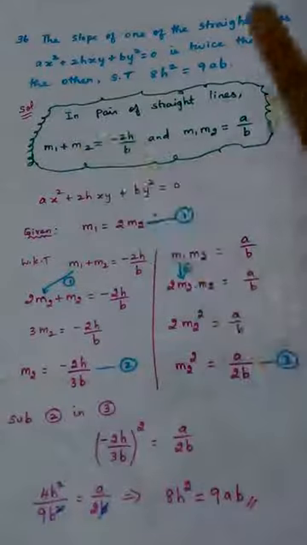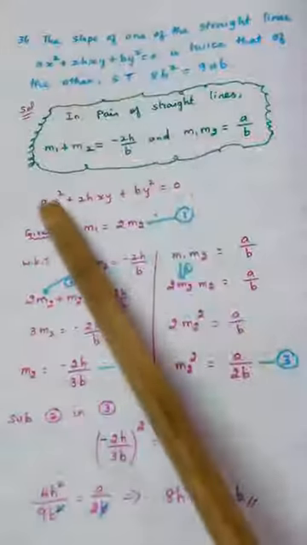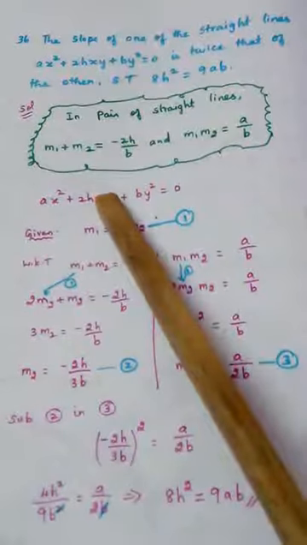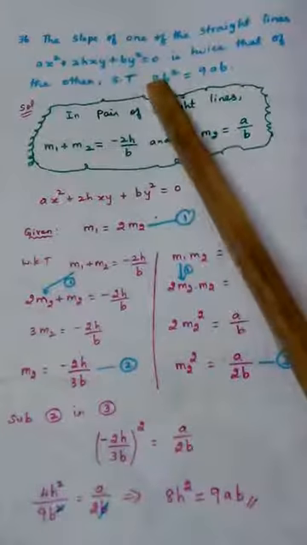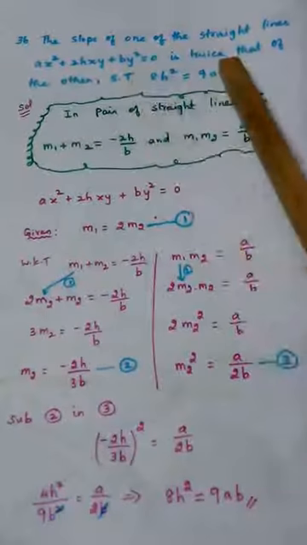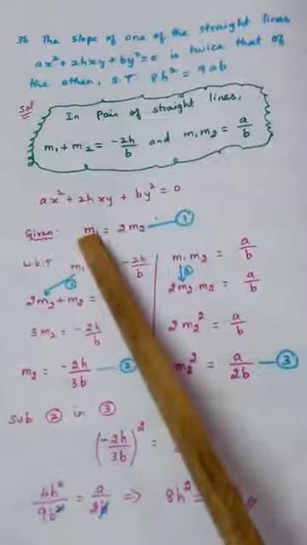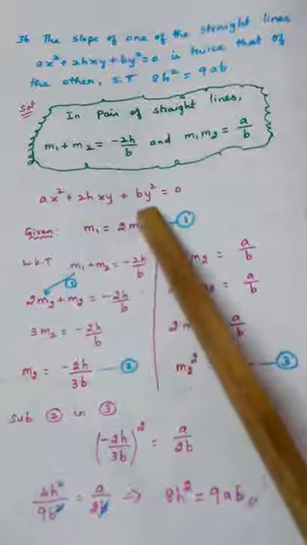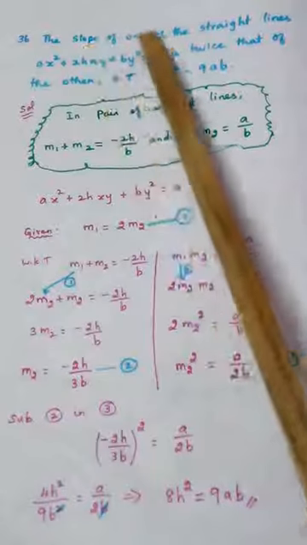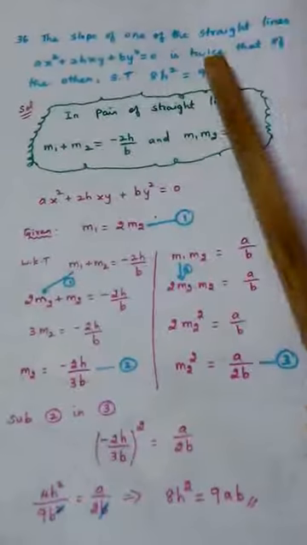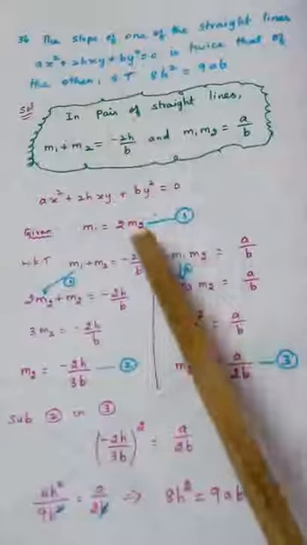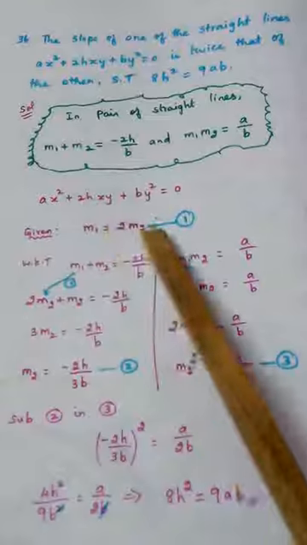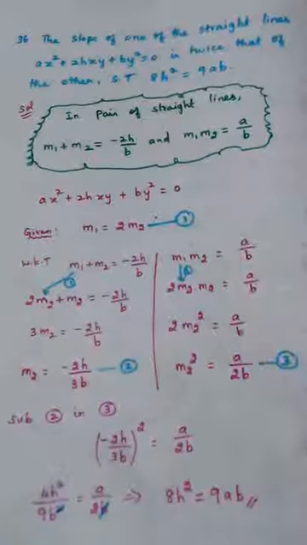So now we will enter into the problem. First I am writing the given equation. This is called the pair of straight lines equation. This has two straight lines in it. What we need to prove? This result, 8h square is equal to 9ab. What is given? The slope of the first line is 2 times the slope of the second line. That is what is given here. Slope of one straight line is twice that of the other. So m1 is equal to 2m2. This is the condition given to us. That condition was taken as the first equation.